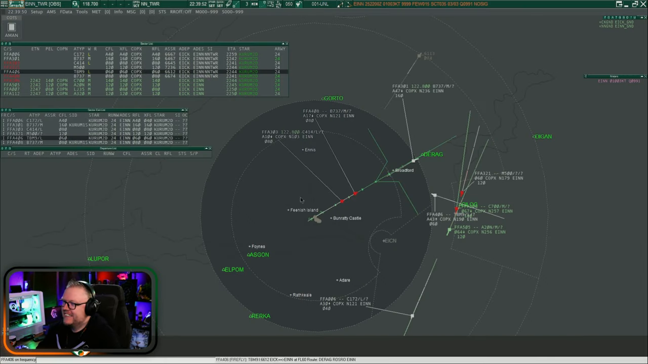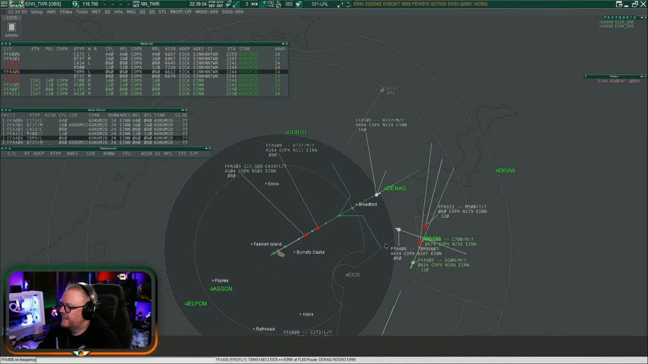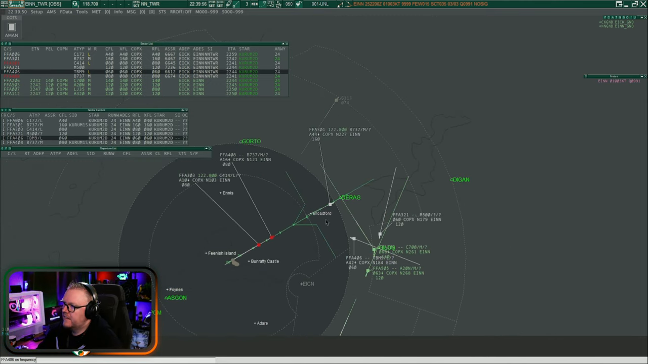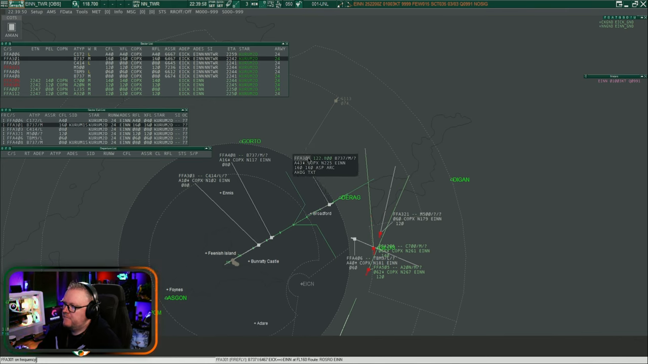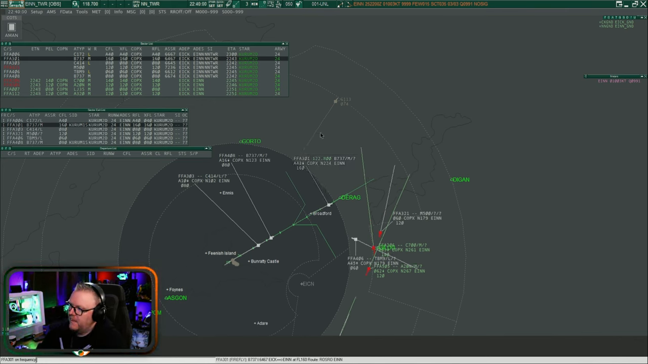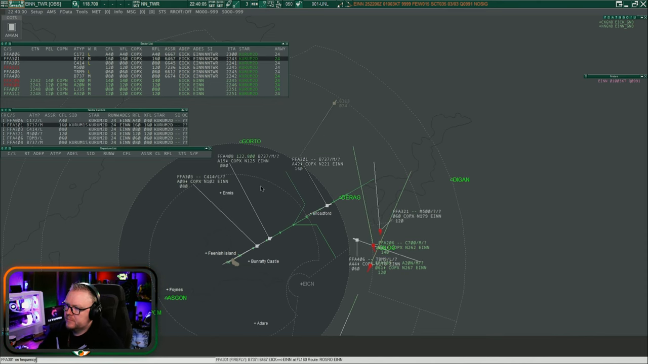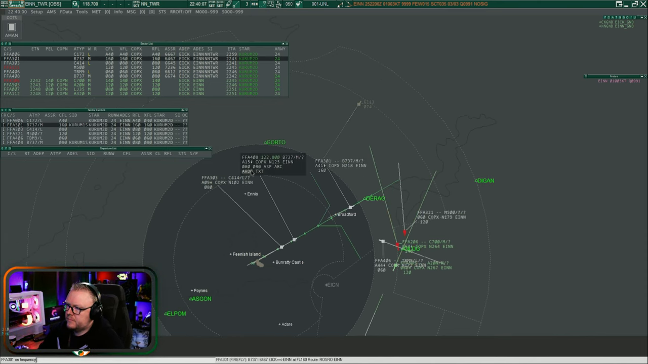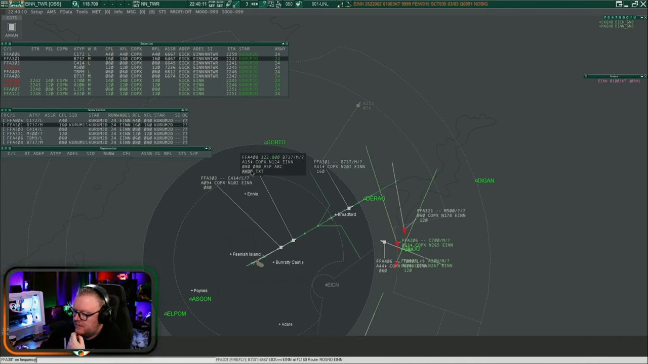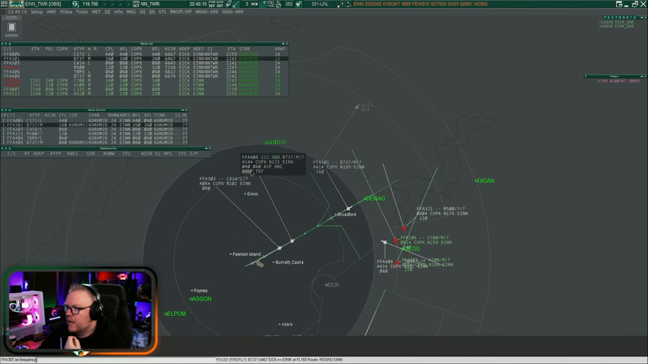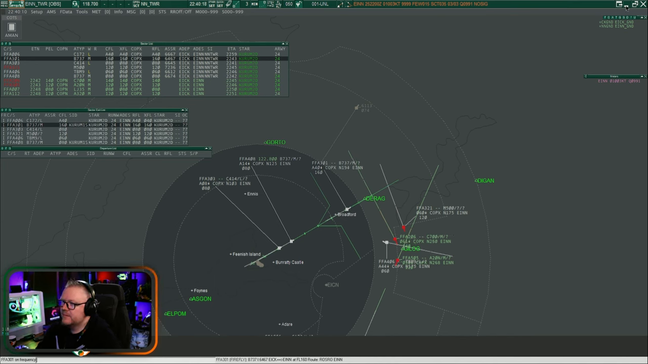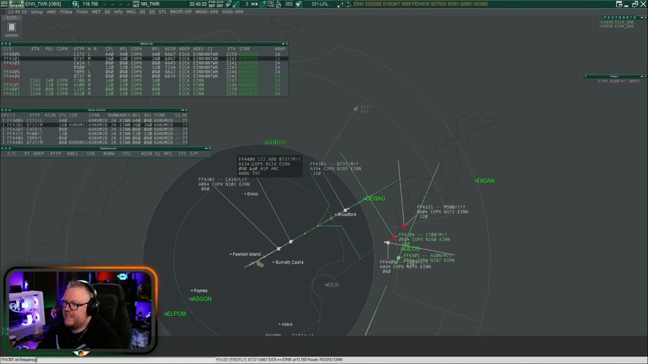Shannon Tower, Firefly 301, established on the localizer. Hmm. This is going to be very interesting. Firefly 301, continue approach. You are number 3. What's going to happen here? Firefly 408, go around. Firefly 408, going around. Now this is going to get interesting.